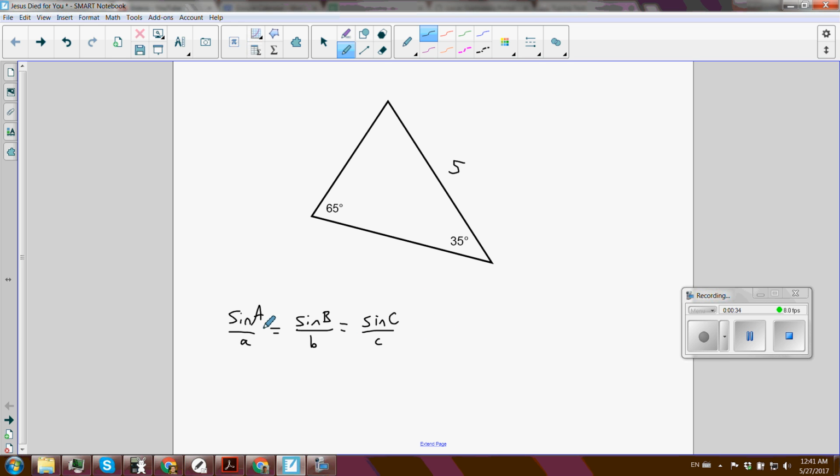So basically it's saying that for all three angles, the ratio of the sine of the angle to the length of the side across from it is always the same for all three angles in a triangle. So simple to apply it.